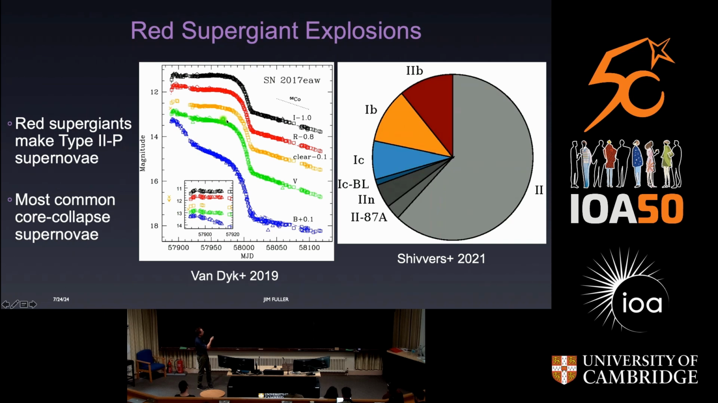These are actually not nickel-powered supernovae. They are predominantly powered by just the thermal energy deposited into the stellar envelope by the shock wave driven by the supernova. But it turns out that the early light curves of these events and their spectra are super sensitive to the mass loss mechanism of these stars.